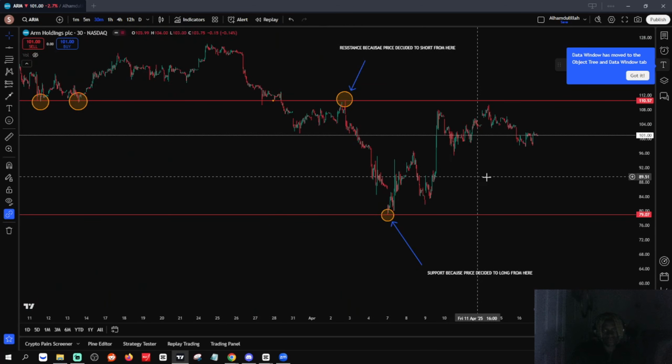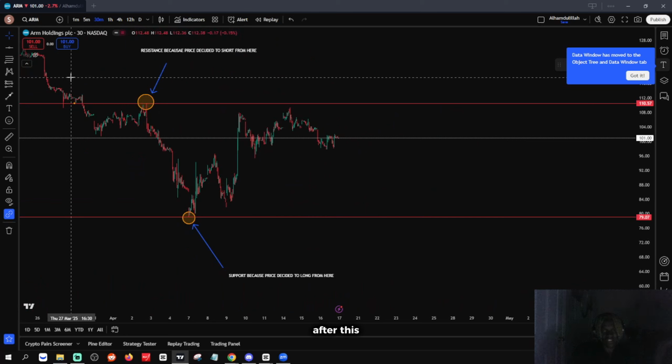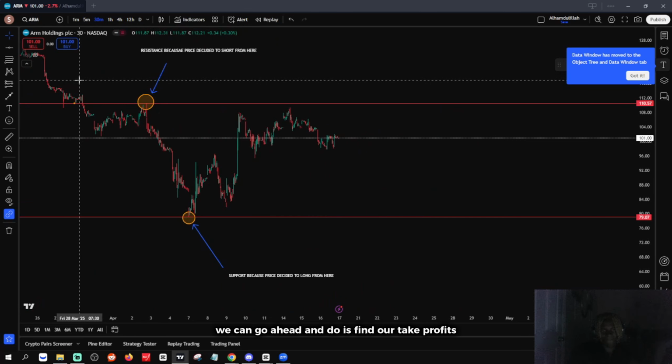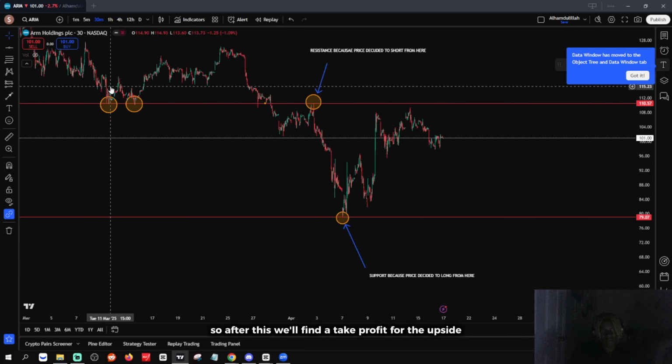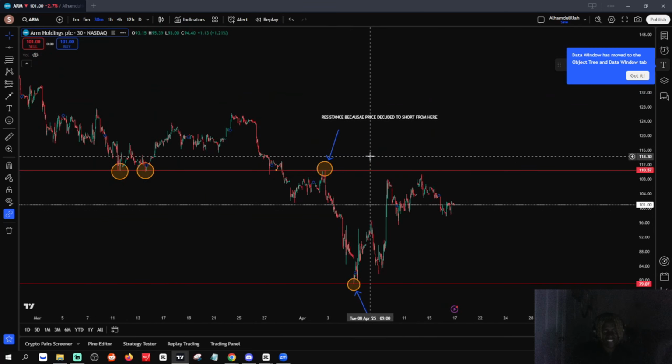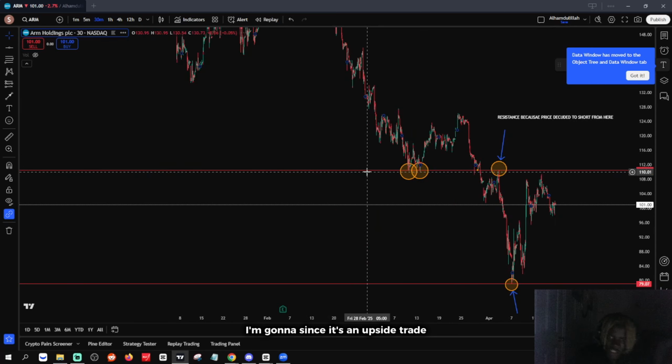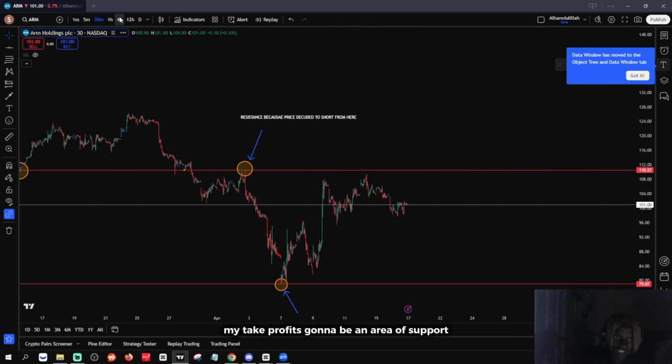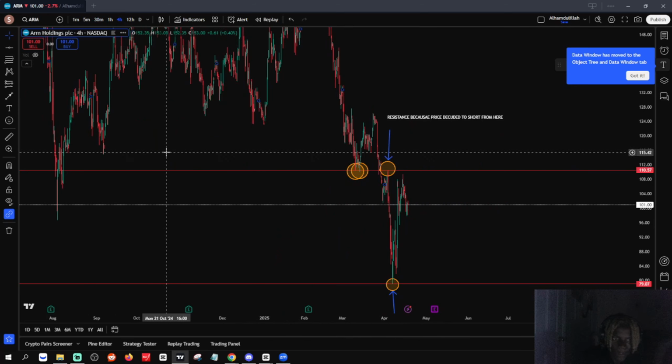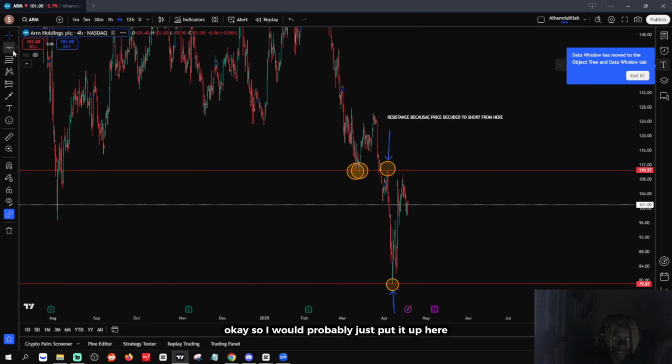So, after this, what we can go ahead and do is find our take profits. So after this, we'll find a take profit for the upside. Since it's an upside trade, my take profit is going to be an area of support. So I would probably just put it up here.